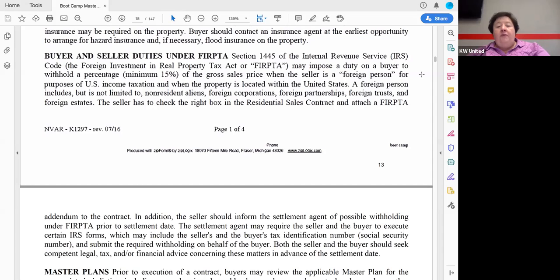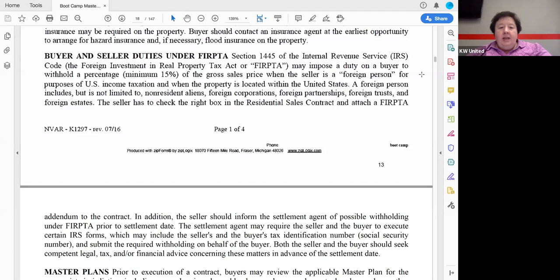That's why we want to know if they're a foreign person or not up front when we make the offer, so that the title companies, the IRS, and the seller can get all this worked out before we get to the settlement table. Is the term foreign meaning a non-U.S. citizen? Can you elaborate on that for a second? A foreign person includes, but is not limited to, a non-resident alien, foreign corporation, foreign partnerships, foreign trusts, and foreign estates.